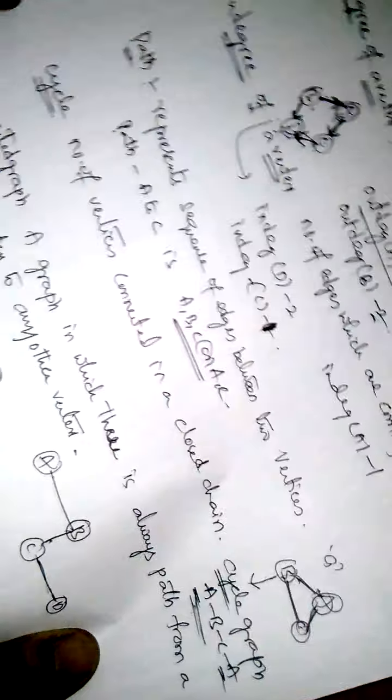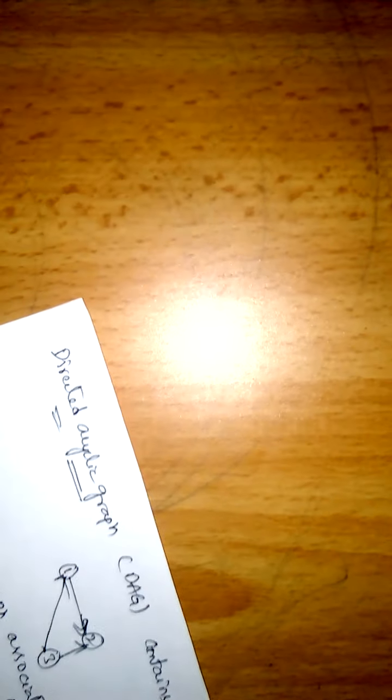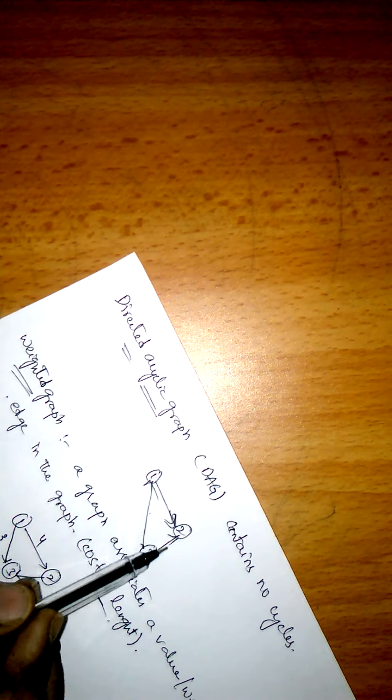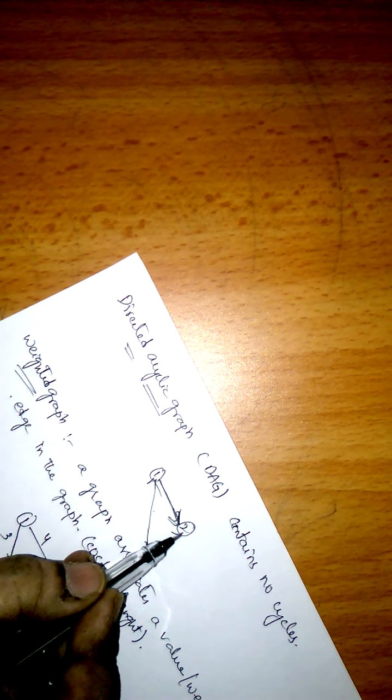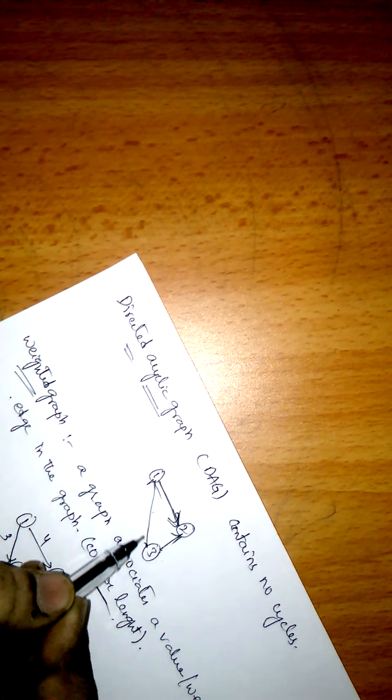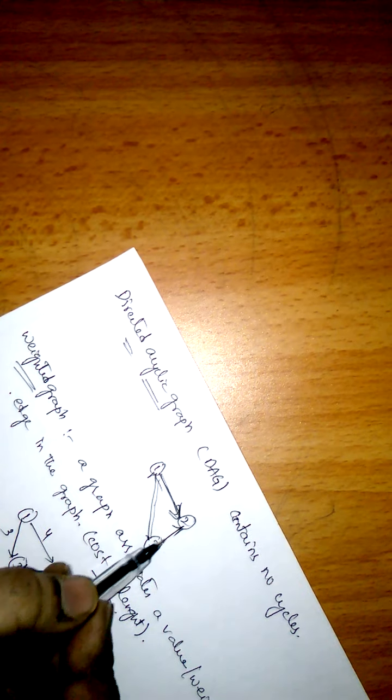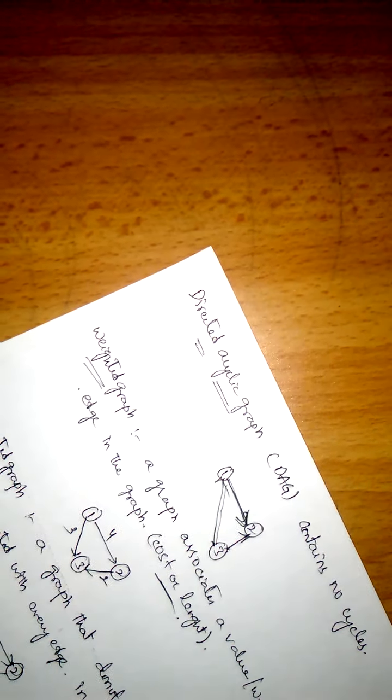Okay. Now the next term is directed acyclic graph. In a directed graph, if it doesn't contain any cycle, then it is called a directed acyclic graph. You see this example. This is a graph which does not have any cycle, like this direction, and we cannot move. And also like this. Again, no cycle is forming. This is called a directed acyclic graph.